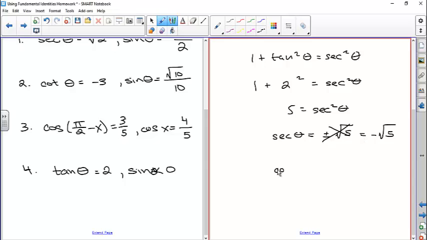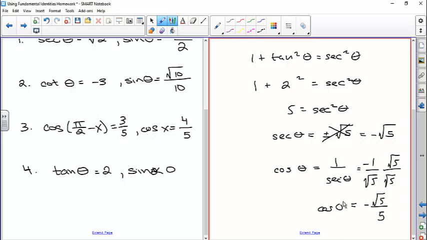And so now that we know the secant, we can find the cosine. It's 1 over the secant. So it's negative 1 over the square root of 5. Multiply and divide by the square root of 5, you'll get negative the square root of 5 over 5. So that's the cosine. So we have the tangent, cotangent, secant, cosine.